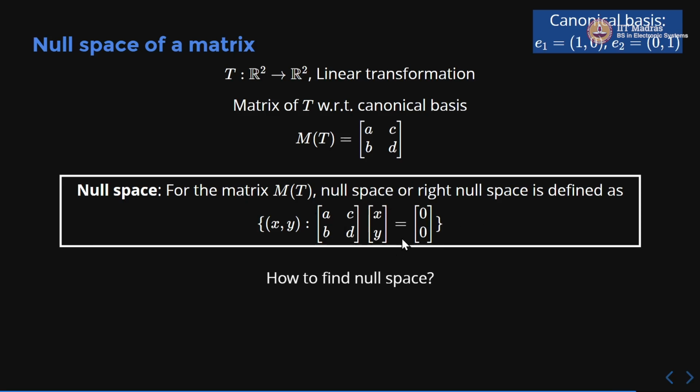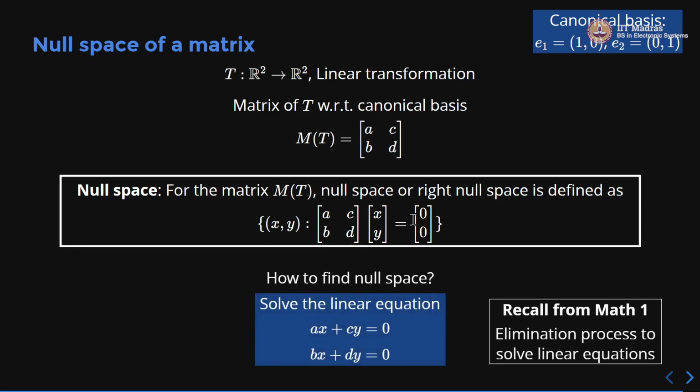But how do you find all these (x, y)? You just have to solve a linear equation. It's a very simple linear equation. What is the matrix times (x, y)? It is ax plus cy, and bx plus dy. If you have to make both of these 0, you have a system of homogeneous linear equations, where the constant is 0: ax plus cy is 0, and bx plus dy is 0. You can recall from Math 1 that there is a very simple elimination process to solve this. Once you solve this, you find the entire null space for the matrix.